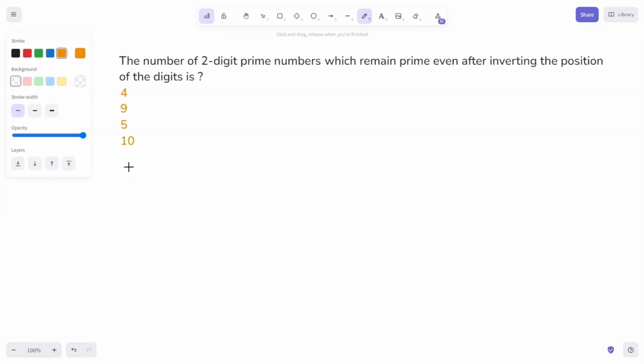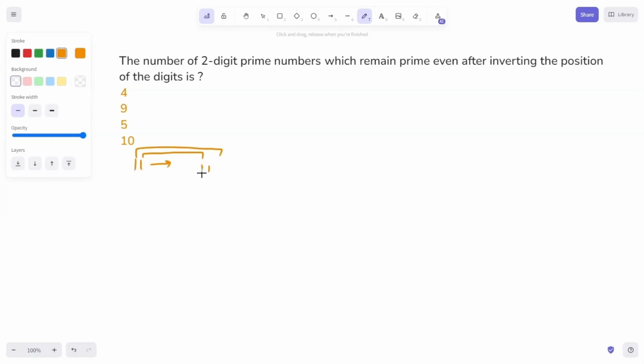So as you can see, this is our question. The number of 2-digit prime numbers which remain prime even after inverting the position of the digits is. It is basically saying that for 2-digit prime numbers, let's suppose the smallest 2-digit prime number is 11. So 11 is a prime number. Even if I invert the digits, this digit will come first and this will come after.